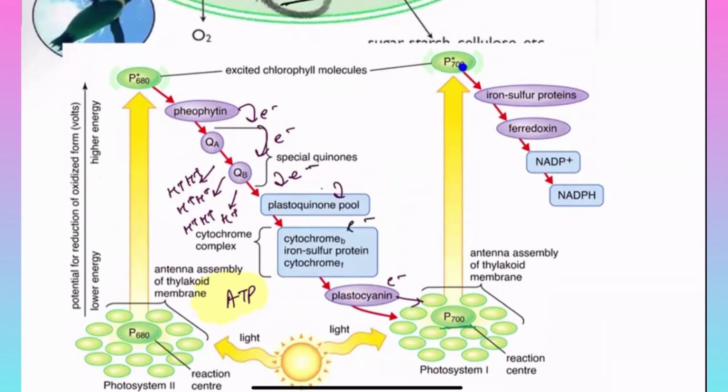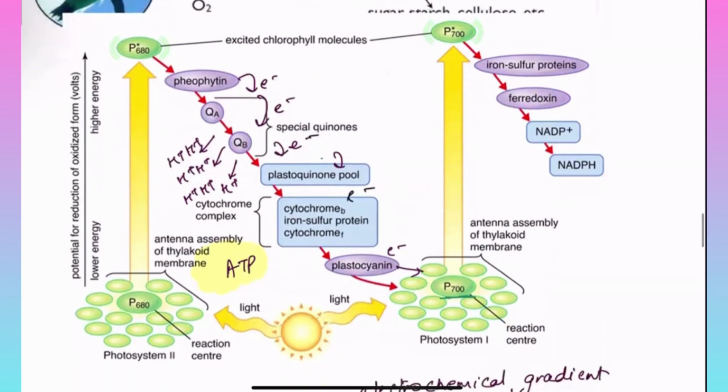Now this P700 delivers the electron to iron sulfur proteins. From here it goes to ferredoxin. From ferredoxin, the electrons are delivered to NADP plus so that NADPH can be formed. And that's how NADPH is formed. And this is the whole light reaction generating ATP and NADPH.